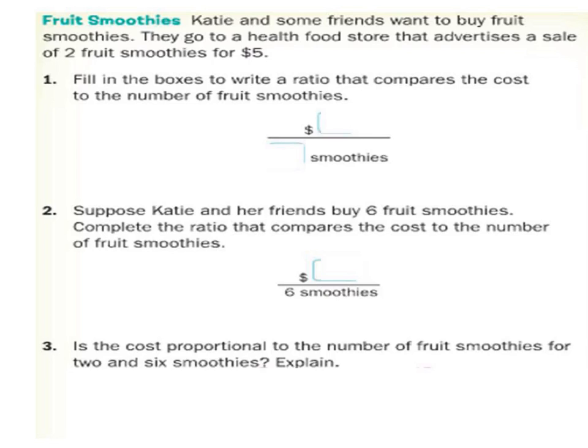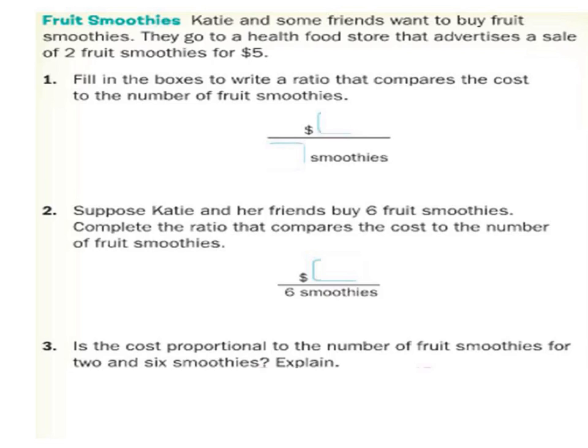$2.50. Excellent. So if we wanted 4 fruit smoothies, how much would that cost? $10. Jackson? $10. That's good. What about 10 fruit smoothies? How much money? Quaid? Is it $50? No. Sydney? $25. Okay.